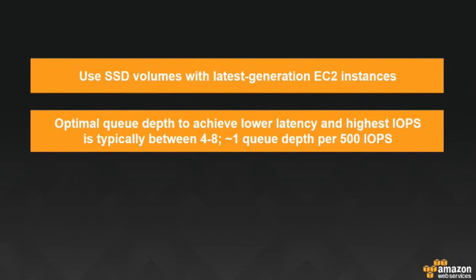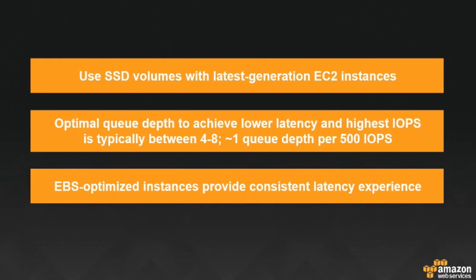So the takeaways here: use SSD volumes with the latest generation EC2 instances, and the optimal queue depth to achieve lower latency and the highest IOPS is typically between 4 and 8, or around 1 queue depth per 500 IOPS. At the end of the day, you're going to have to observe this using the CloudWatch metrics to get a perfect number if that's what you're trying to achieve, but typically starting anywhere between 4 and 8 will give a good number. And EBS optimized instances will provide consistent latency experience because the network path between the EC2 instance and EBS is going to be dedicated to EBS traffic.